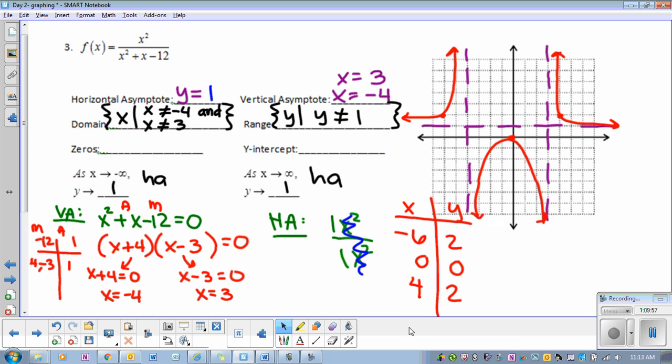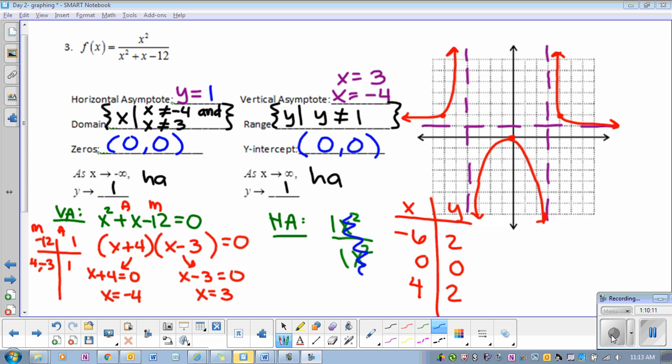What is your y-intercept and what is your x-intercept? 0, 0. Good. Don't leave without taking homework. So your x-intercept and your y-intercept are both 0, 0.